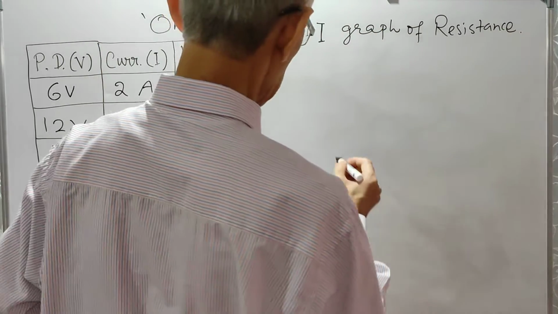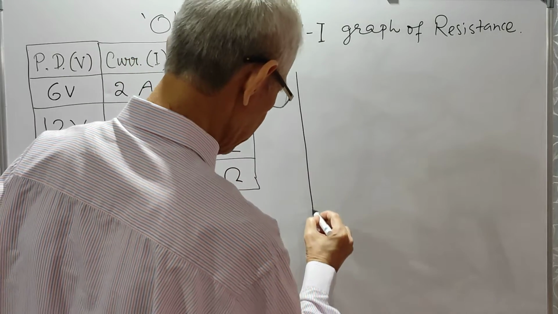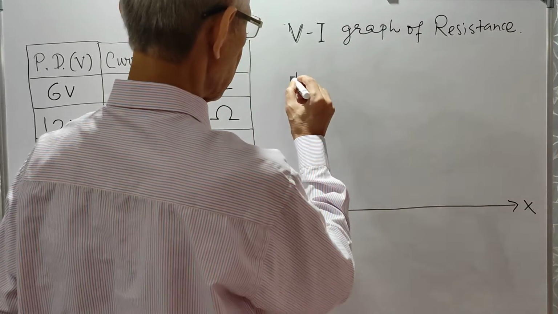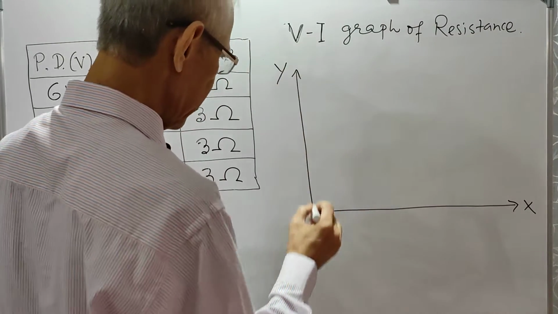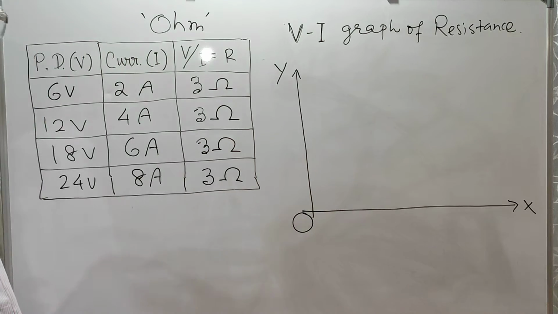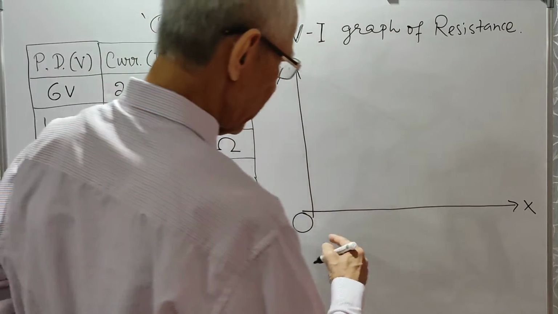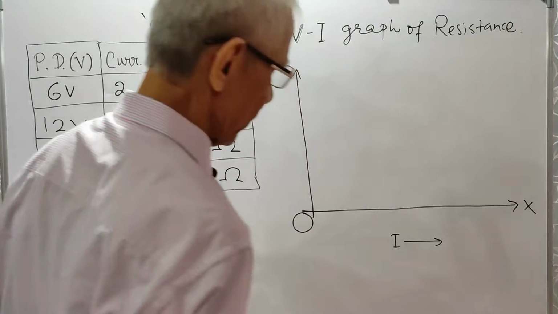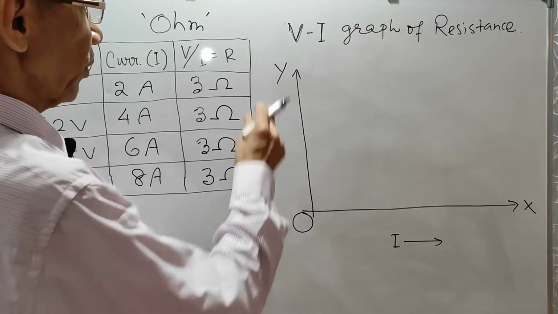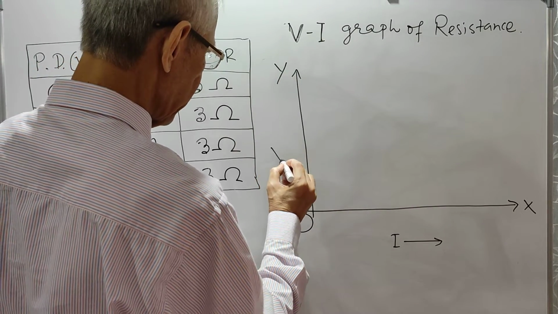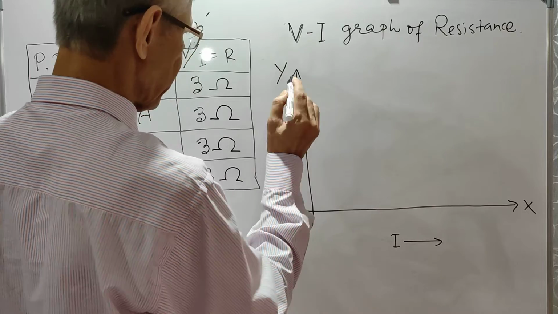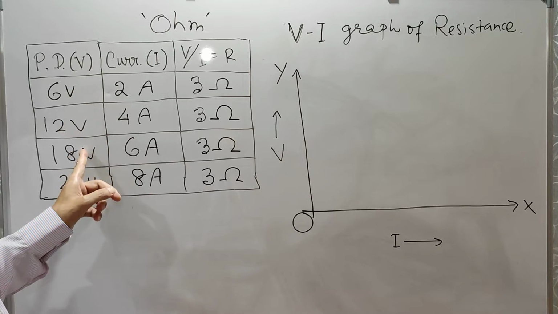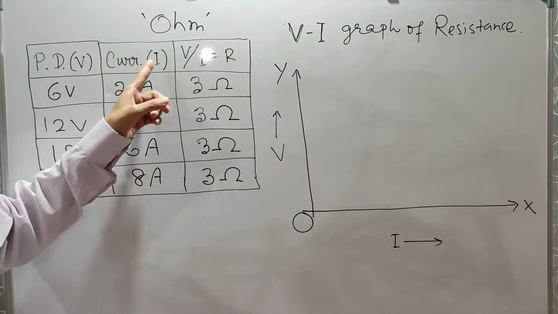VI graph of resistance. So for a graph, as you know, you need what? You need x-axis and y-axis. This is the x-axis and this is y-axis. All right. This is the origin. Now VI graph. So along this x-axis we take current, we take I, and we take potential difference V along y-axis. So along y-axis we place potential difference, and along x-axis I, current.